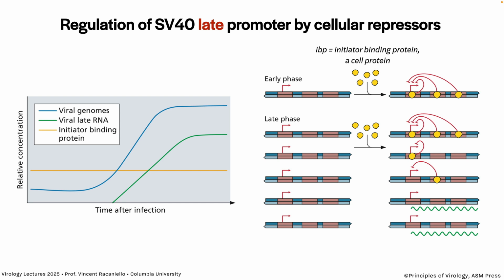So it's very interesting that it's a cellular protein whose concentration is level, which has the ability to bind the regulatory sequences needed for transcription of the late promoter. So that inhibits the late promoter until there's a lot of DNA made, and then there's not enough IBP to go around, so you're going to get transcription of the late promoter. That's how you ensure that the late promoter is not on early in infection.